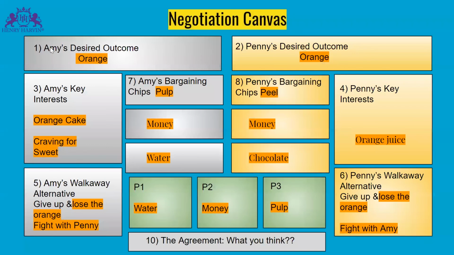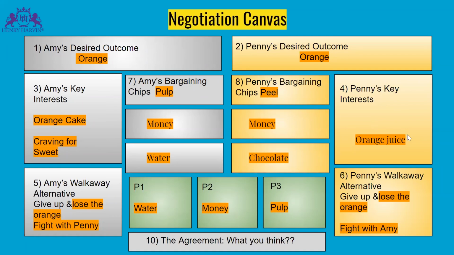Amy and Penny, right? So Amy's desired outcome is the orange. Penny's desired outcome is the orange. Now Amy's key interests and Penny's key interests. Now Amy wants the orange to go ahead and make an orange cake. Now why does she want to make an orange cake? Because she's craving for something sweet. So Amy wants the orange because she's craving for something sweet, which is why she wants to make the orange cake. Right?